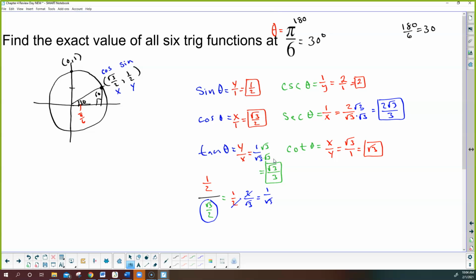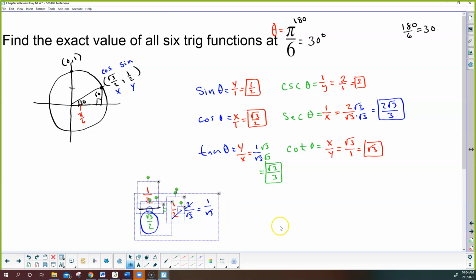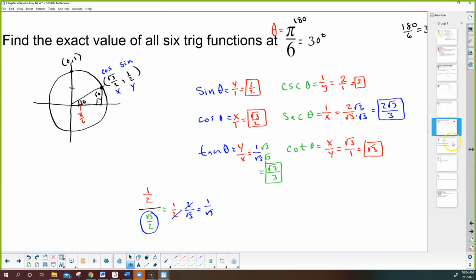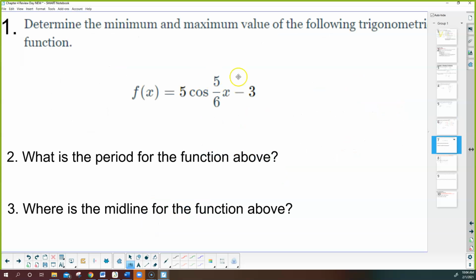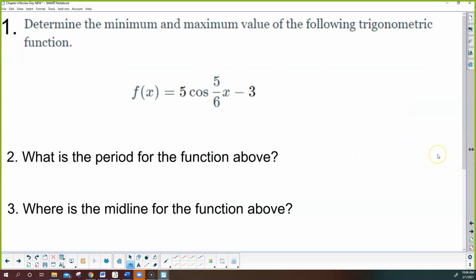Okay? So you should be very familiar with finding sine, cosine, tangent, and its reciprocals using the unit circle. All right, we're almost done. This is very similar to the warm-up we just did. The only difference is there's no graph. So I want to show you, you might be able to do this in your head.